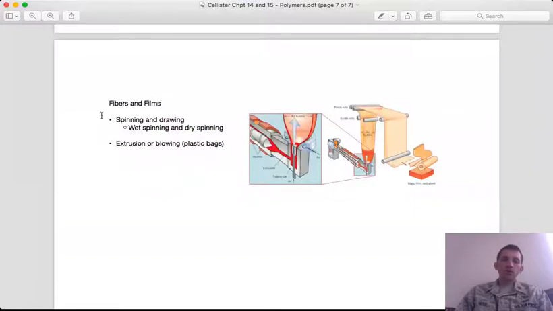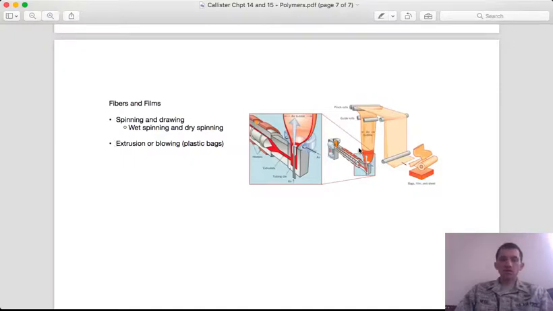So in the making of fibers and films here, for fibers, you have a process of spinning and drawing, which can be done either into some sort of a solvent bath, that would be wet spinning, or not, and dry spinning, where you have kind of the extrusion of fibers through a small orifice or a spinneret, and then having them drawn and cooled or solidified to form your fiber.